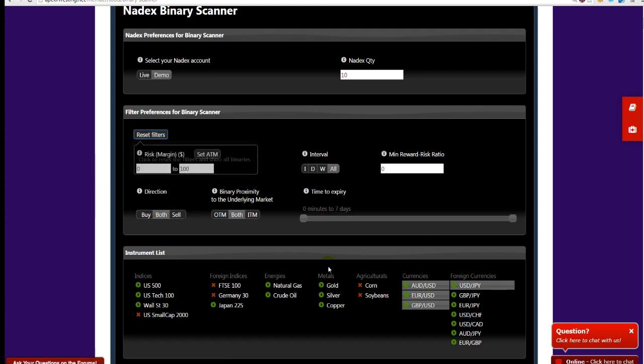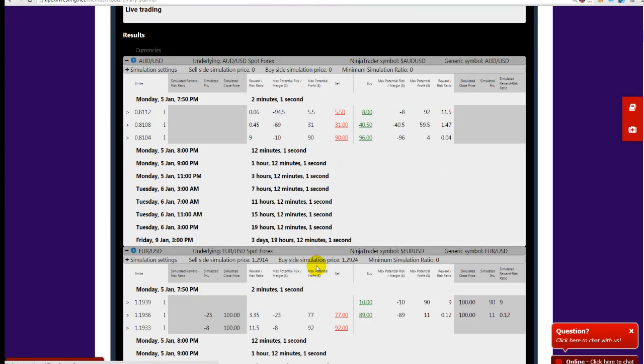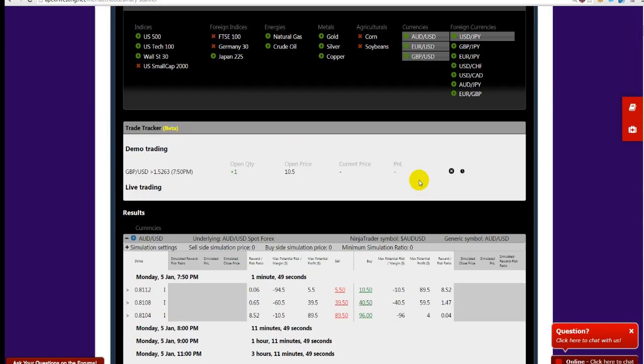You can reset your filters if you want to. Bring that back down to 5 minutes. They're right there. There's all the 5-minute contracts available on Nadex right now. And you can click the button to open it up. You can choose demo or live right there. You can make your default 1, 10, whatever number you want to use, and place your orders from there. You can even manage your current open positions directly from the scanner.